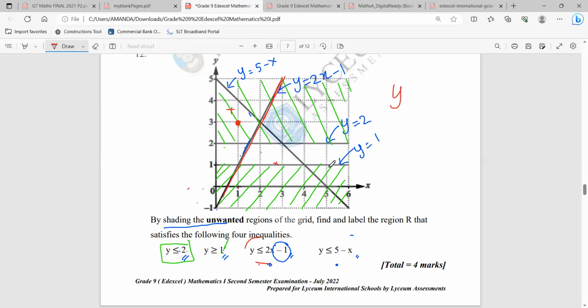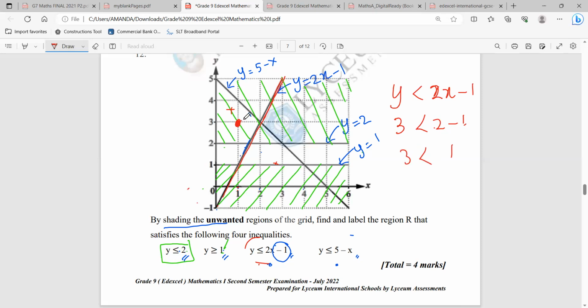The y coordinate has to be less than 2x minus 1. Let's see. For this coordinate, y is 3. And 2x, where x is 1, 2x is 2, minus 1, 2 minus 1 is 1. 3 less than 1, oh, that's not right.